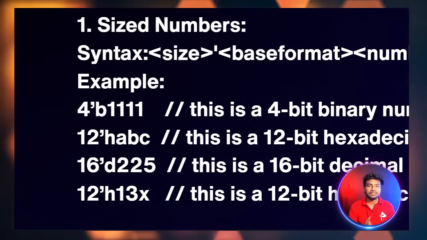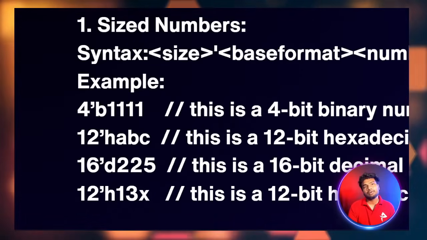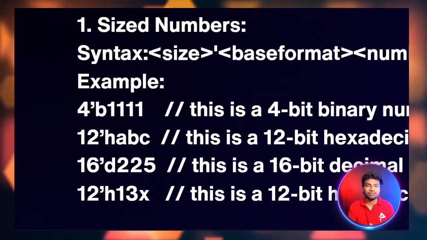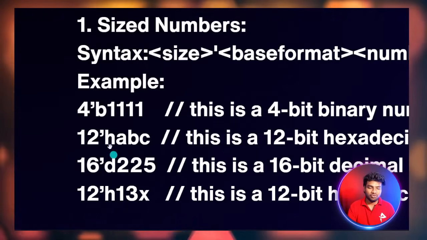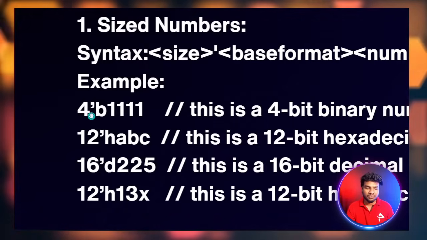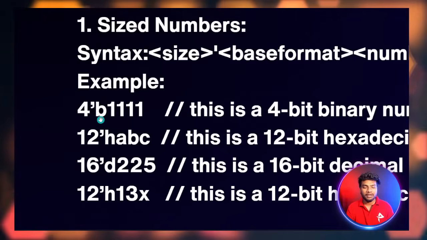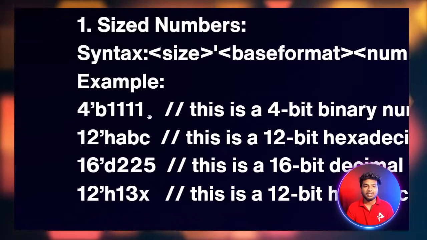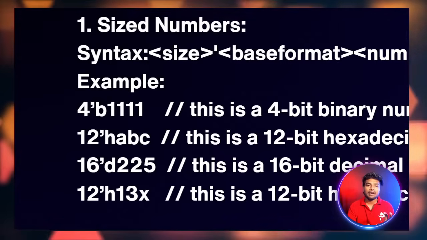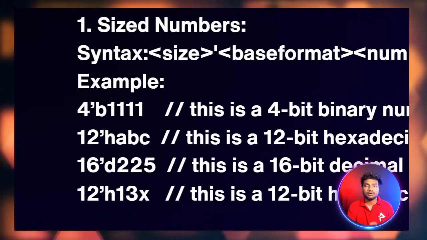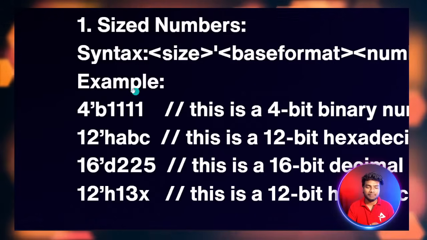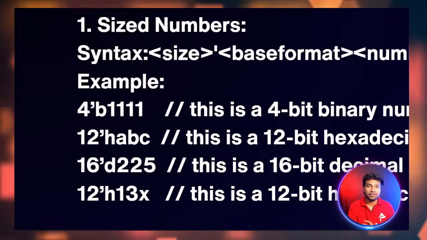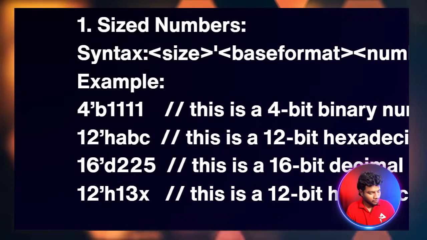While making a signal, for example, I am using one signal A. This is one input signal for my circuit. If I use this notation, 4 tick binary 1 1 1, this symbol refers to the tick. So I'm assigning 4 bits of input to that particular signal. It may be 0 or 1, but I can assign 4 bits of value to my particular signal.